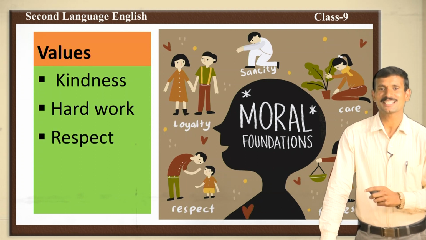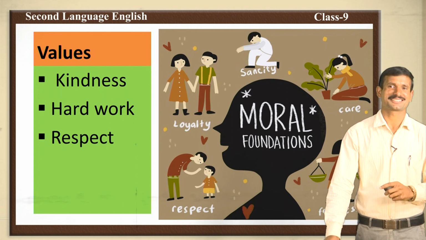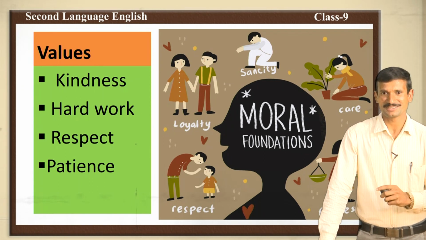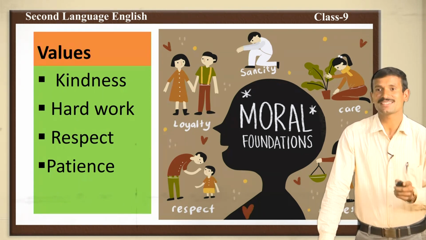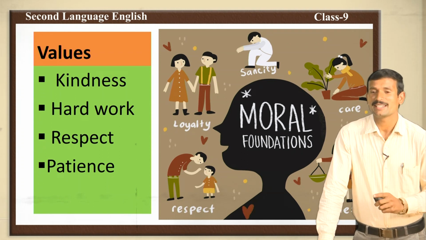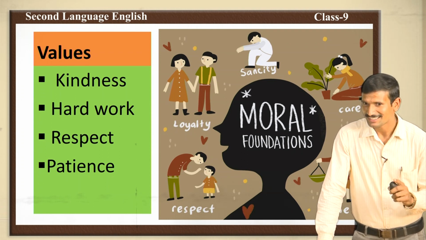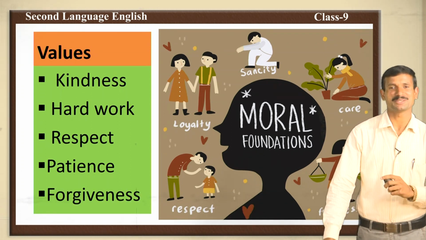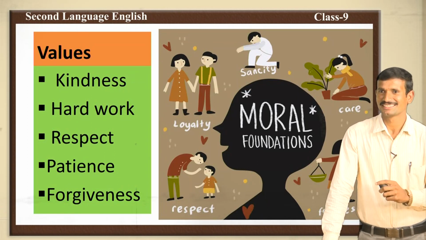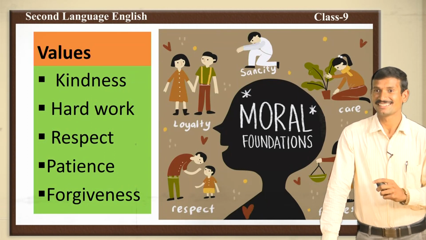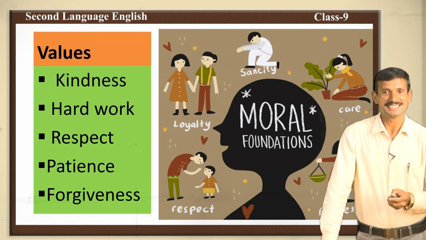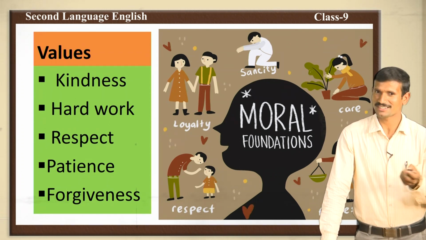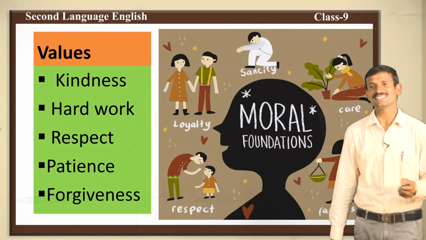Next one, respect. We should respect the elders. The next one, patience. We should have patience. Very good. The king asked the questions again and again, but he was not angry towards the hermit. In that situation, the king had patience. Next one, forgiveness. Very good. The king forgave the bearded man and gave back his property. These are the moral values we can learn from the lesson.